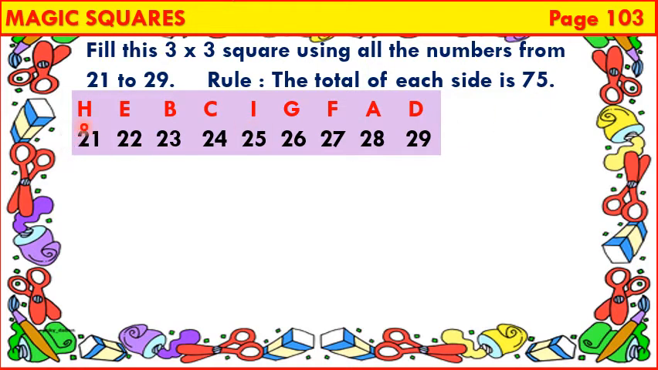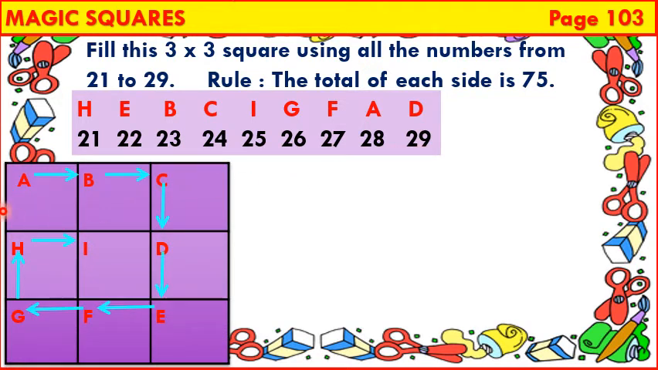Children, remember this word Heb, Sig, Fad. It will be very useful for filling magic squares. H, E, B, C, I, G, F, A, D. Now write this Heb, Sig, Fad a little far apart like this. Now below this Heb, Sig, Fad, write all the numbers in sequence from 21 to 29 like this.